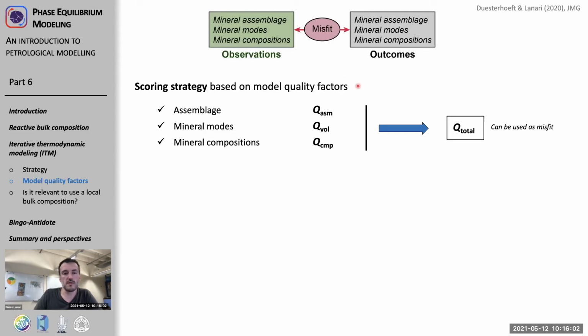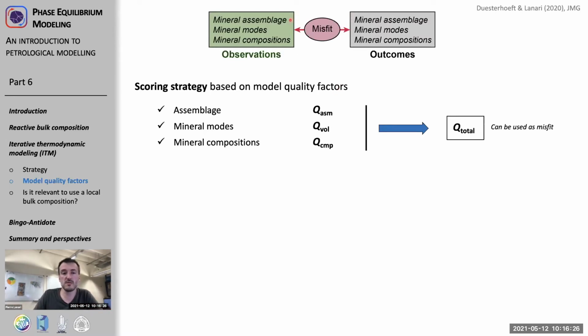So we thought about it for several years with Eric Dursdorf, and we came up with a scoring strategy that is based on what we call model quality factors. And those are the Q parameters that I will present now. Those are model quality factors, and they quantify how good the observations and the outcome are, whether they are identical or different.